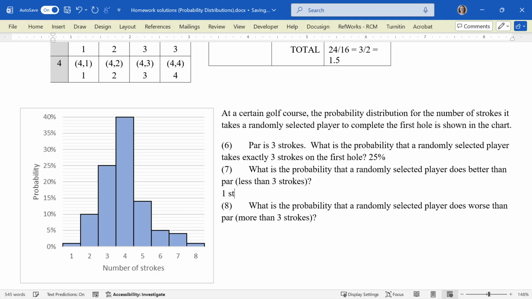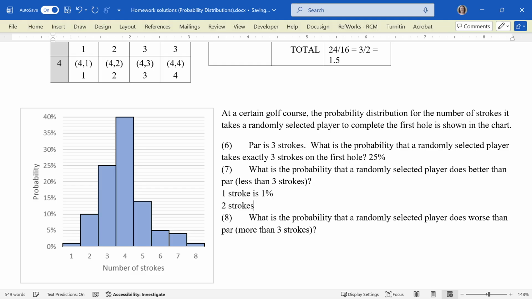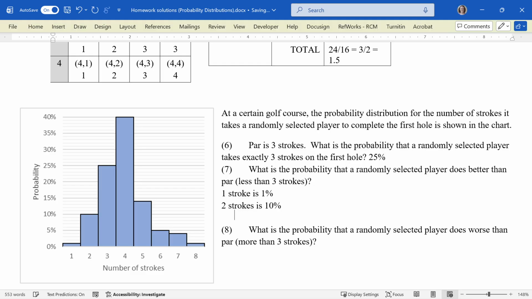So for 1 stroke, I tried to make these hit the exact little lines on here at each integer of probability. So this is 1%. And then 2 strokes is 10%. So we just add those together. So less than 3 is 11%.